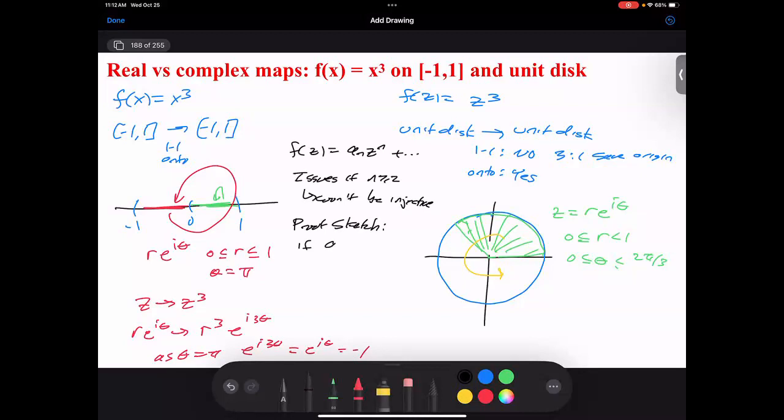If we had a_n z^n, clearly it's not injective if n is greater than or equal to 2. Does everyone agree that if n is at least 2, if I just give you the pure polynomial a_n z^n, it's going to cover things n times?